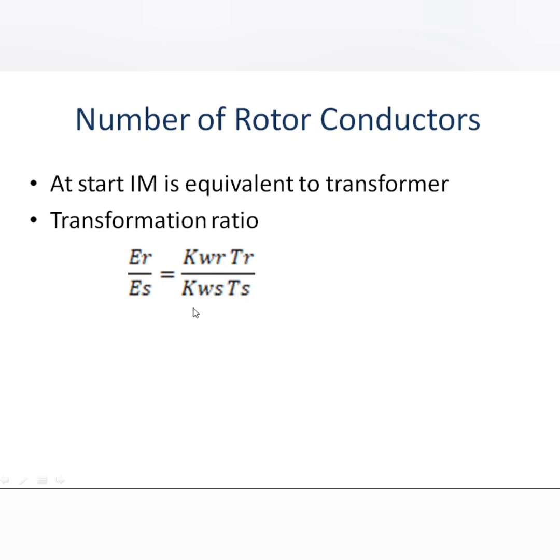So by using the transformation ratio, we can calculate the number of rotor turns, and from there we can calculate the rotor conductors, because each turn will have two conductor sides. We know the value of stator EMF, we know the number of turns of the stator, and we know the rotor EMF, which we can calculate from the EMF equation. We can easily calculate the value of the rotor conductors from the rotor turns.